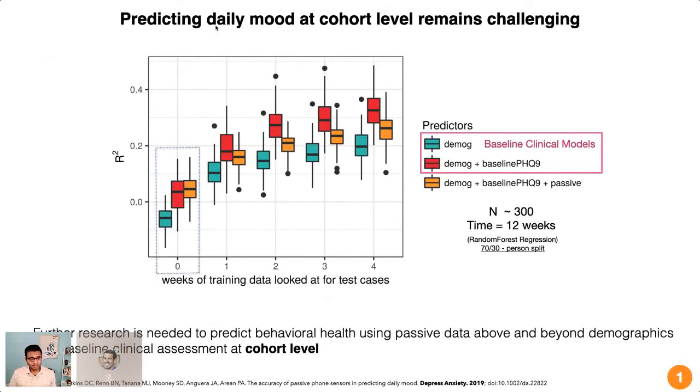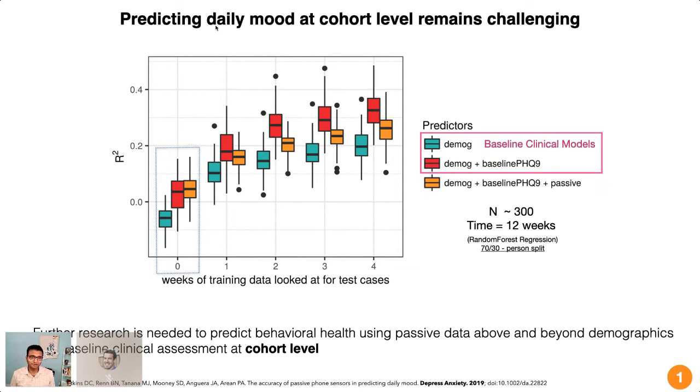This is a little busy slide, so let me walk you through it. The y-axis is R-squared, so that's how good the algorithm is doing in terms of predicting or classifying. This is a regression-based approach in this case. And the x-axis is how much data you need before you do better in terms of performance, in terms of a test case.